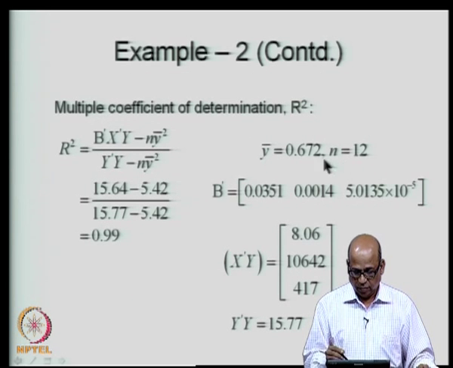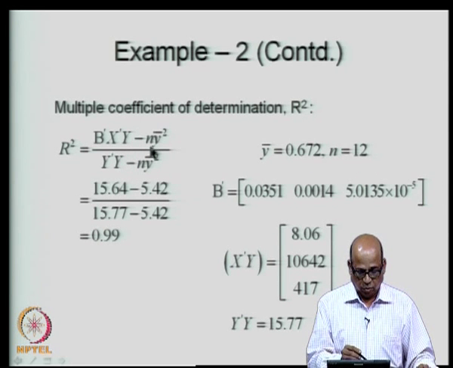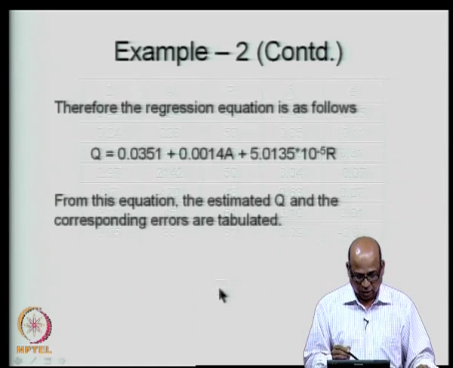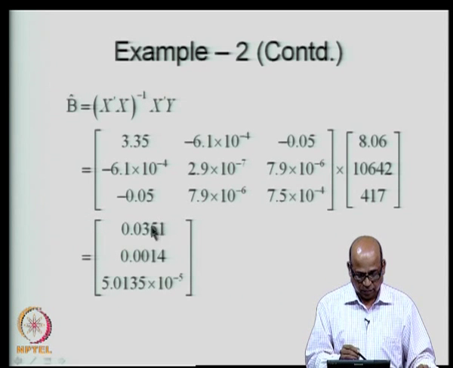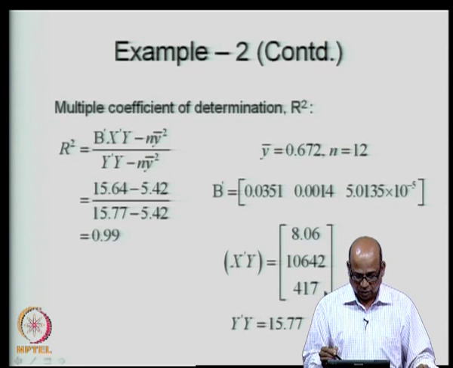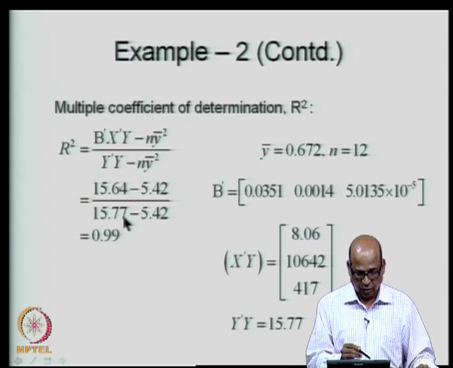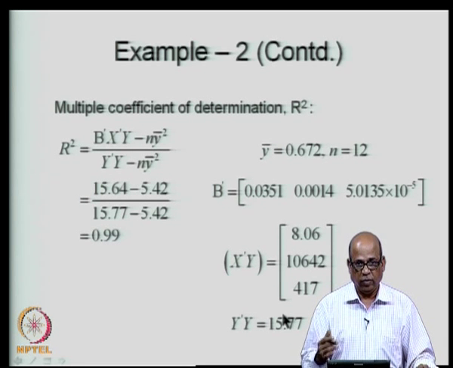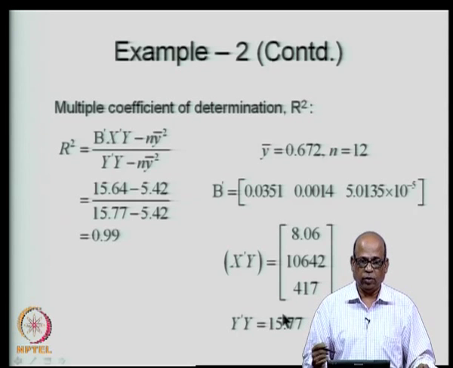So, that is 0.672, and n in our case is 12, the number of values. So, n y bar squared you can get, and b dash we have obtained. b we have obtained as this vector 0.0351 etcetera, and b dash is the transpose of that. So, I write b dash as the transpose of that, and x dash y we have obtained earlier, and y dash y is simply y transpose into y, which comes out to be a scalar quantity, 15.77.